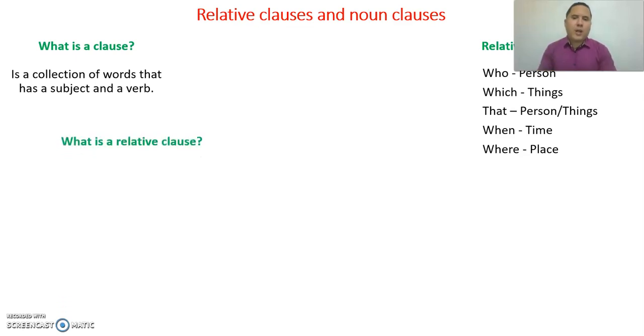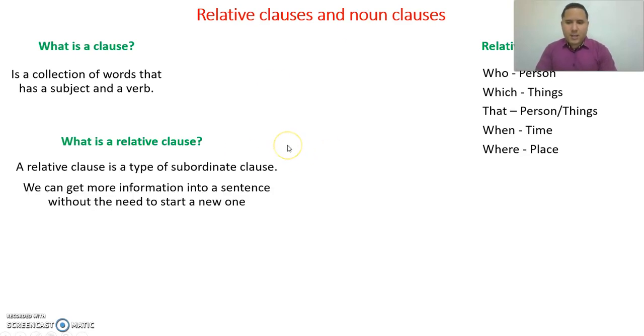Now, what is a relative clause? A relative clause is a type of subordinate clause. We can get more information into a sentence without the need to start a new one. For example, I bought a car. The car is very fast. Here we have two sentences, two statements, or in other words, two clauses, okay? I bought a car is one clause. The car is very fast is another clause.